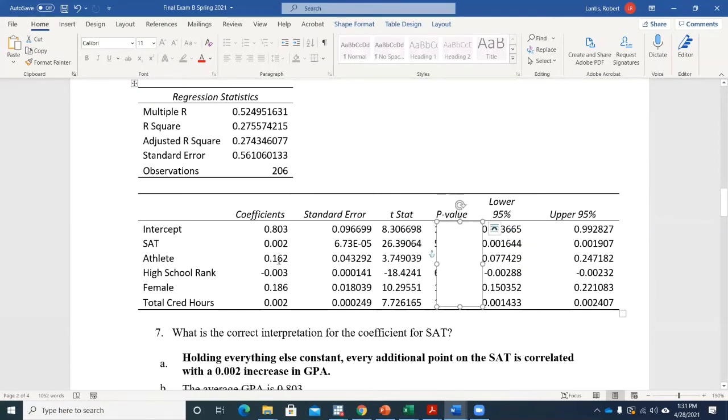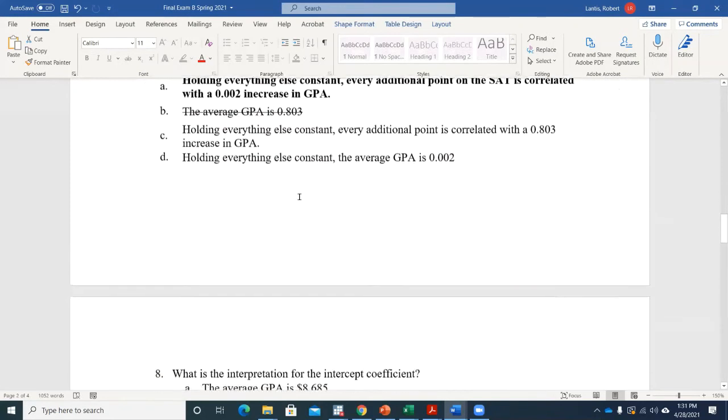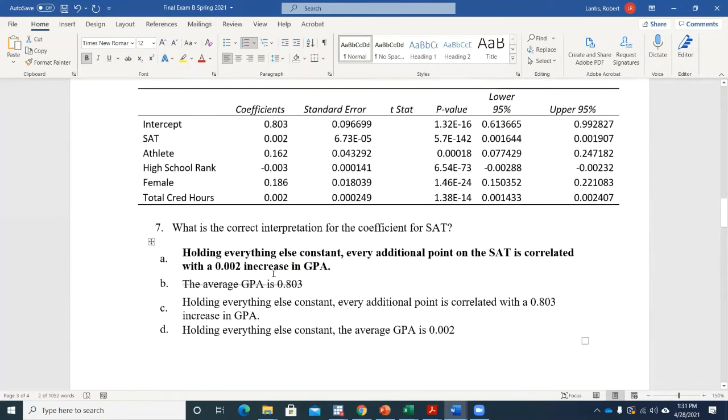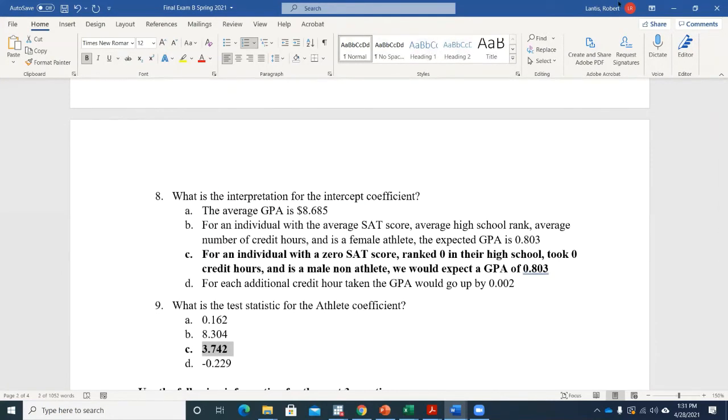So if we divide 0.162 by 0.043, we get about 3.75. I'll just move that back for right now. So yeah, we got about 3.75 there. But that one should be really easy. Just take the coefficient estimate and divide it by the standard error. Any questions over any of that before we keep moving here?